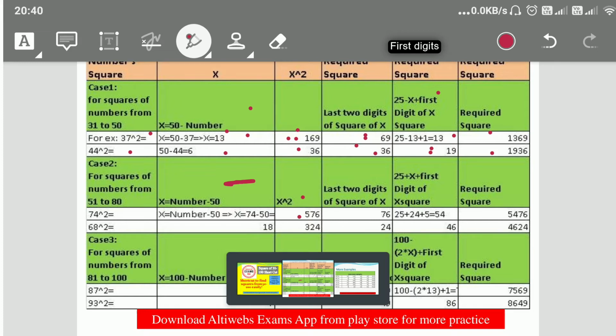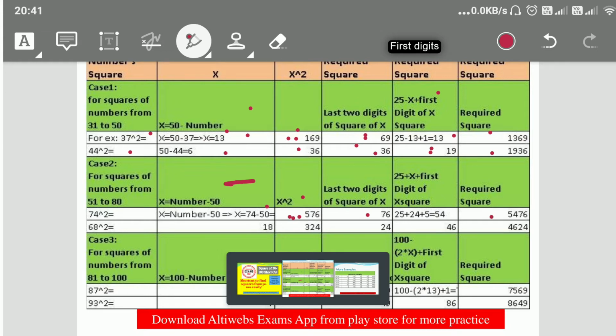What are the last two digits of 576? 76. Okay, now I want to find the first digits of the required square. The formula is 25 plus x. Here what is x? 24. So 25 plus 24 plus the first digit of the x square, which is 5. So the answer is 54 are the first two digits, 76 are the last two digits. So the answer is 5476.